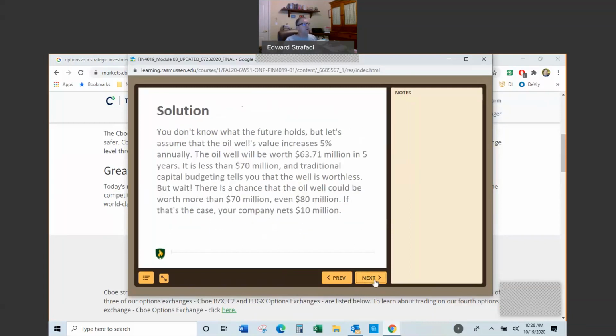But if the oil well's value increases 5% a year, the oil well will be worth 63.71 in 5 years, which is less than the 70 million. And traditional capital budgeting tells us that the well is worthless. But wait, there's a chance the oil could be worth more than 70 or even 80. That's volatility. If that's the case, your company nets 10 million.